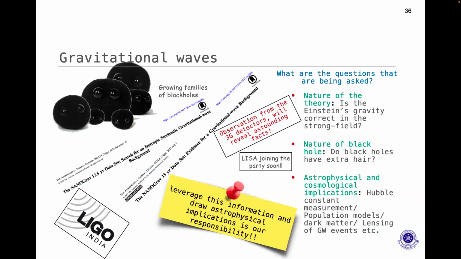So yeah, to summarize, I would say broadly, there are three questions that we are currently asking. First, what is the nature of the theory, whether it's Einstein's GR or something else? Second, the nature of the black hole, whether the astrophysical black holes do have extra hair or not. And the third one is astrophysical and cosmological implications, for example, measurement of the Hubble constant, population models, lensing of gravitational wave events.